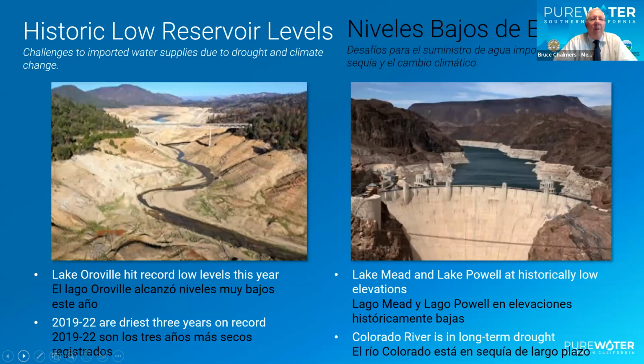As everyone probably has heard, the West and California in particular is experiencing a severe drought, and our reservoirs are at historic low levels. You can see Oroville on the left hit a record low level this year, as did Lake Mead and Lake Powell on the Colorado River. Lake Mead is at the lowest level since it was filled. The years from 2019 to 2022 are the three driest years on record. At the same time, the Colorado River is experiencing a long-term drought as well. Next slide.